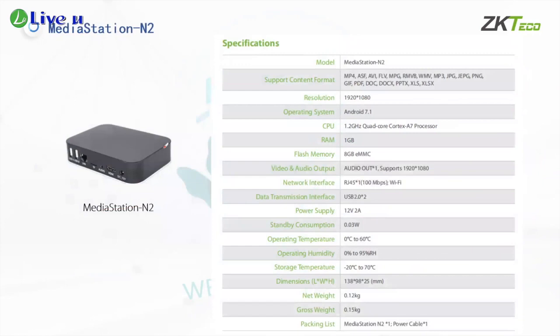Here are the specifications of N2, and the system is Android 7.1. It can support 1 GB RAM and 8 GB ROM. The highest monitor resolution that can be supported is 1080p. And for communication, it can support TCP/IP and Wi-Fi.